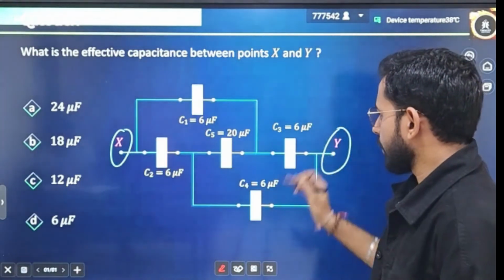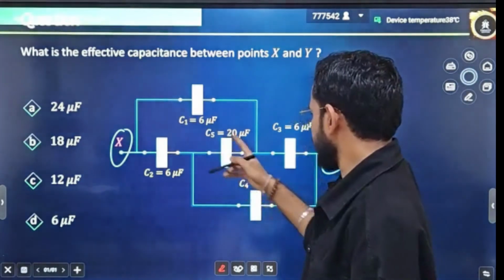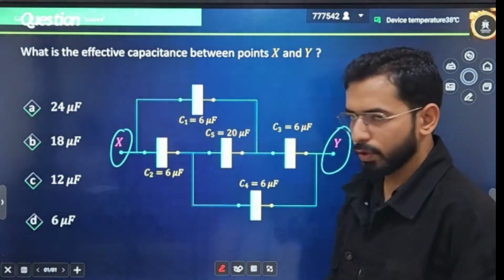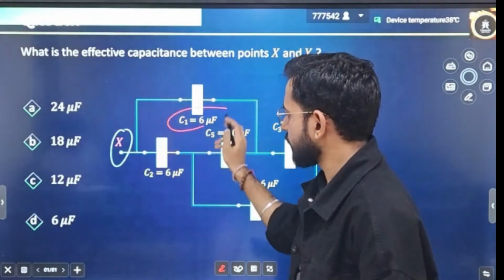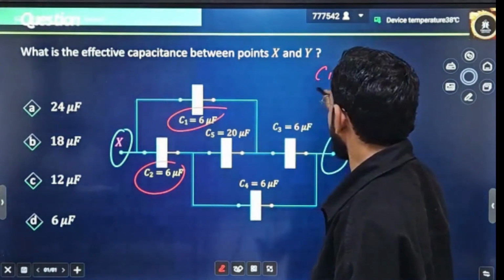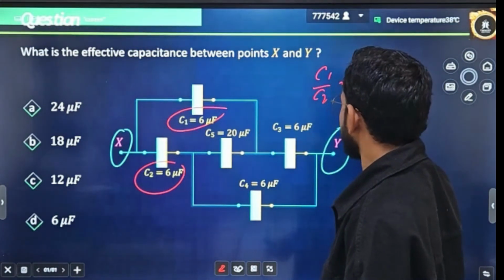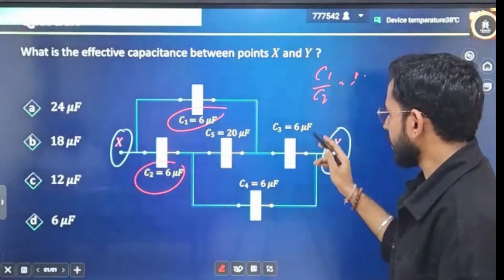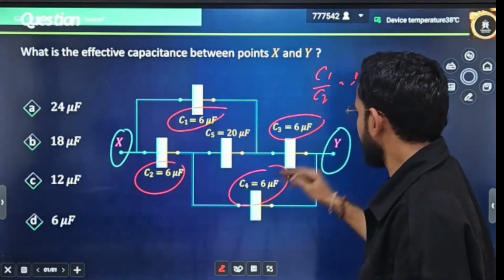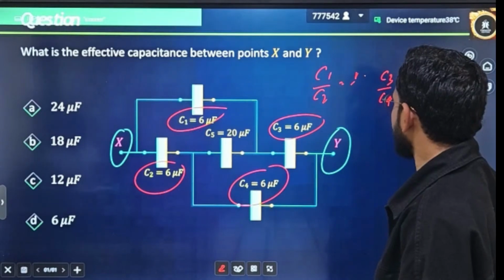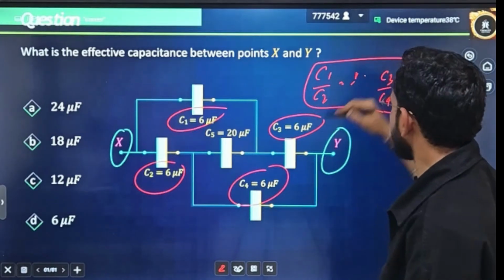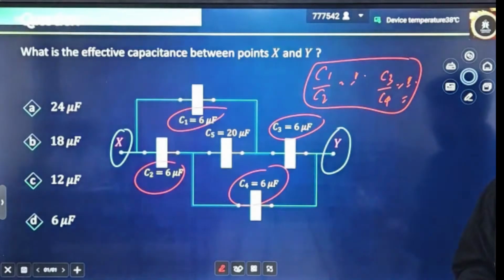See, this is a combination given here: C1, C2, C5, C3, C4. What I have told you, always take the ratio. Take the ratio C1 by C2. Can you say this ratio is going to become 1? Now take the ratio C3 by C4. Can you say this ratio is also coming to 1? And if they are equal to each other, can you say it is nothing but a balanced Wheatstone bridge.